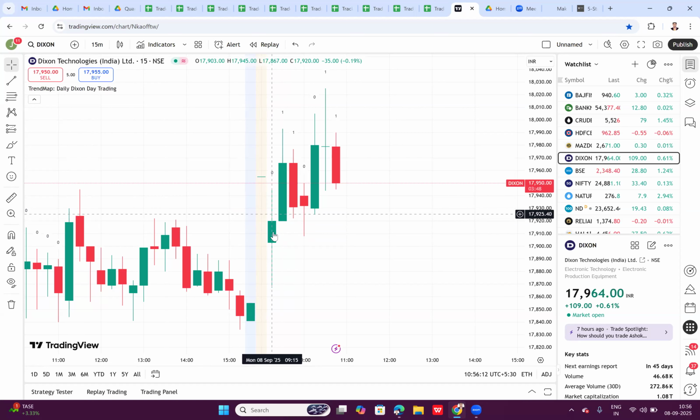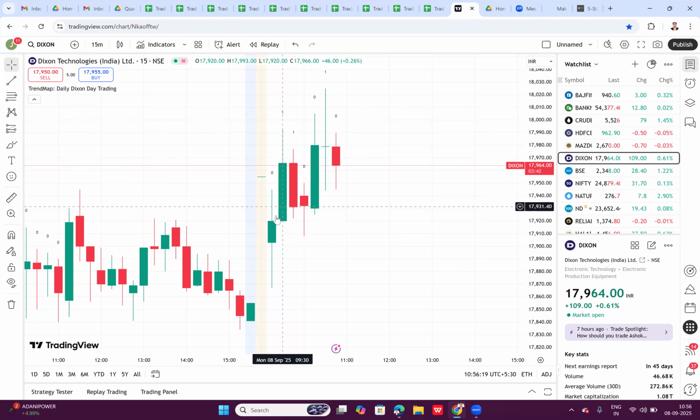But today, we got 0 + 1. On the first candle 0 is available, on the second candle 1 is available, means we got 0 + 1. 0 + 1 means we got a buy trade: a buy trade in futures and a call option trade in options. So today we got a call option trade.